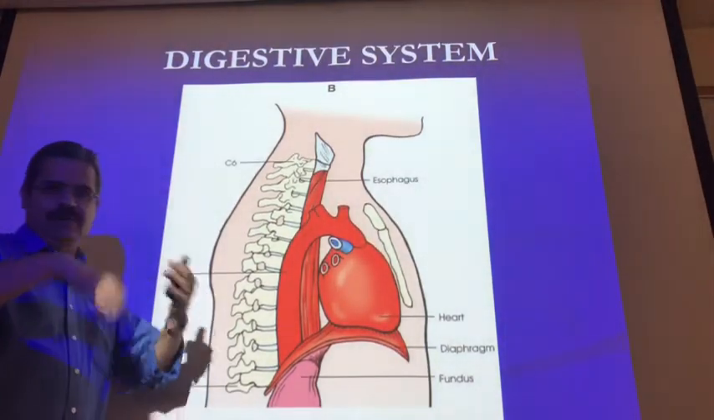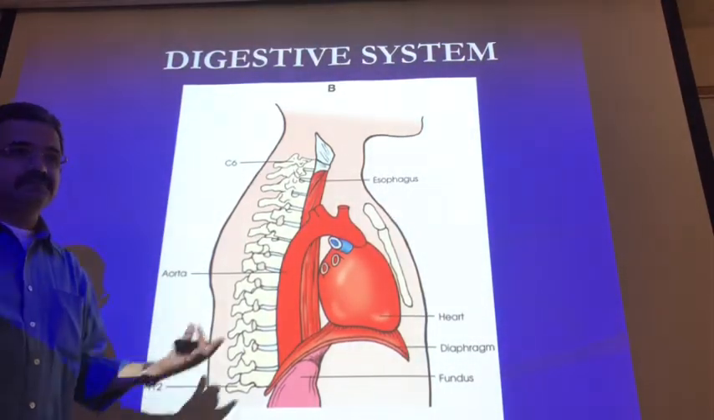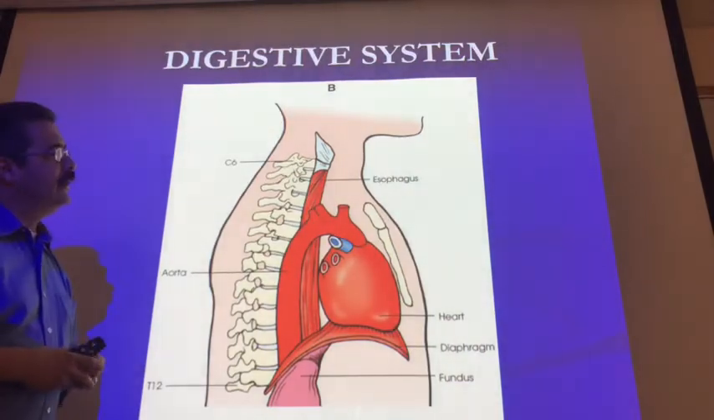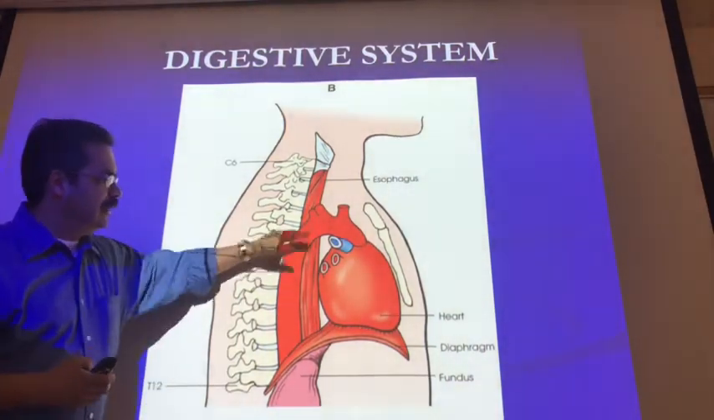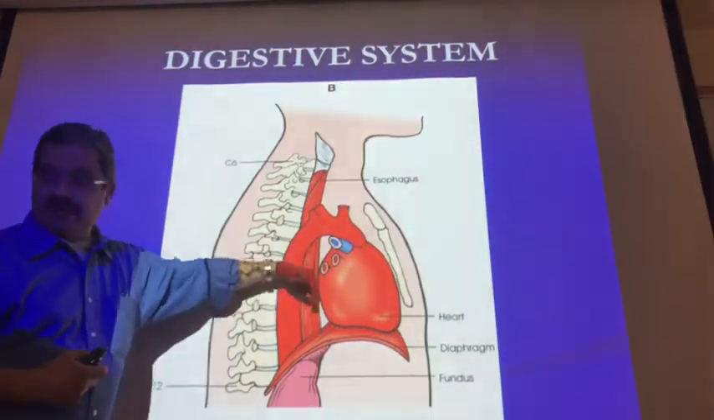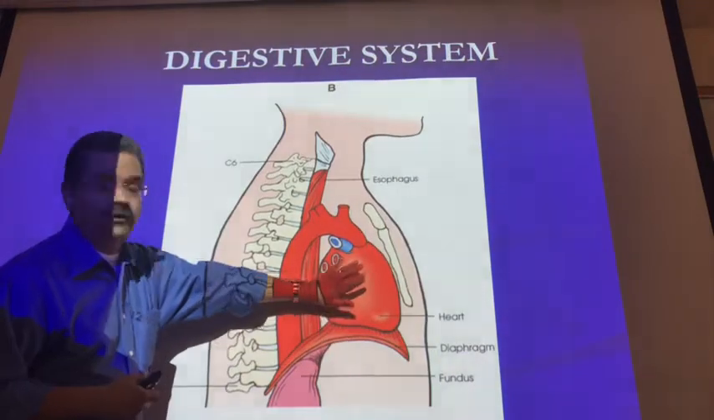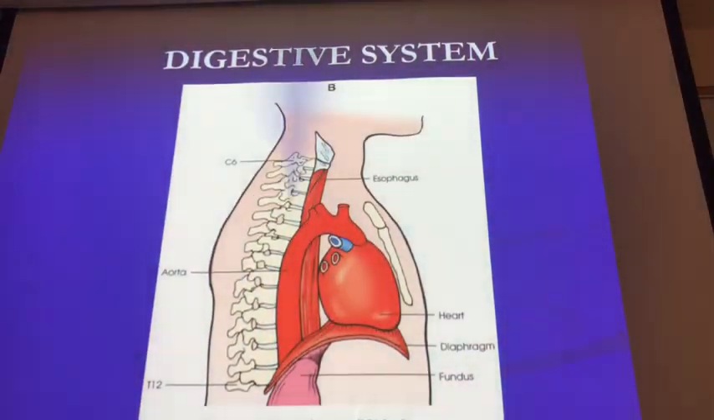Sometimes people have deformities, but on the usual anatomy, this is the arrangement that you will find. You have a spine, aorta, esophagus, and then you have the heart. So just remember that.